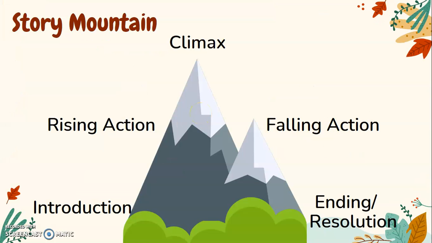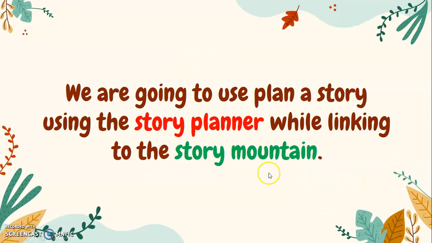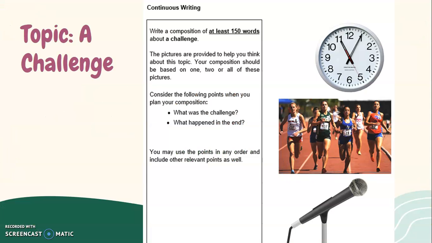And today I'm going to link the story mountain to the story planner to let you learn how to transit from the mountain to the planner. So if you remember, our story mountain consists of 5 parts: introduction, rising actions, climax, falling actions, ending, and resolution. We are going to plan a story using the story planner while linking to the story mountain today. So this is a demonstration to show you how it's being done. We're going to go back to this example.